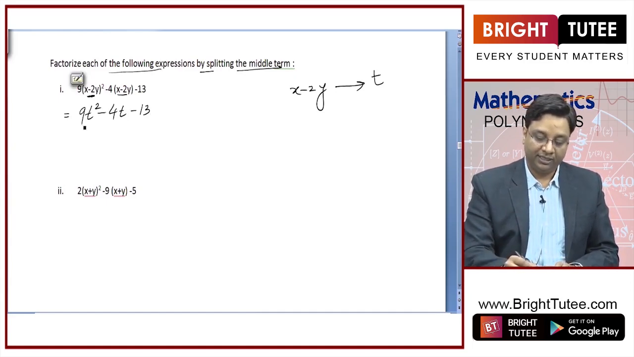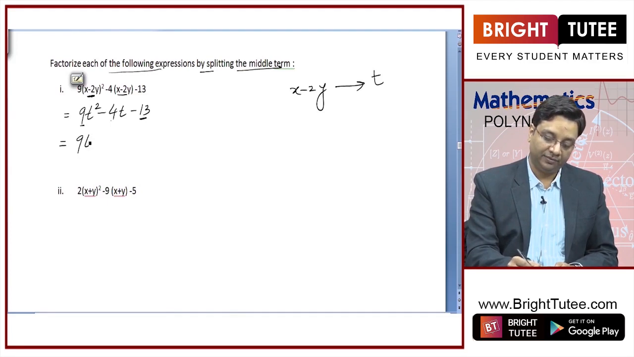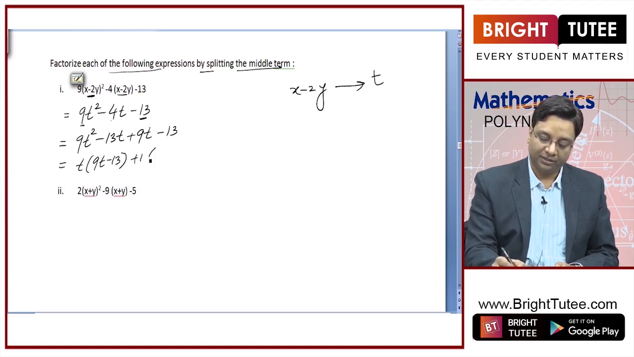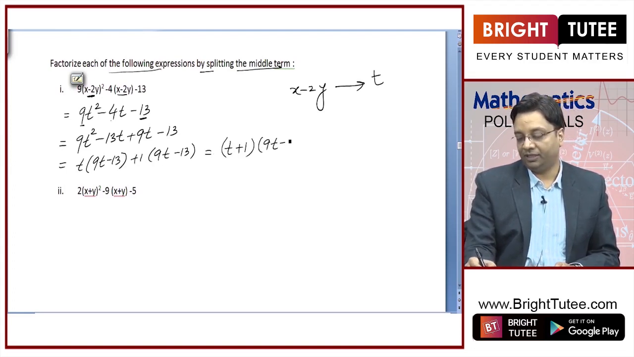So the product I need is 13 into 9, and the difference of 13 and 9 is 4. So this term can be split like this, minus 13t plus 9t minus 13 here. So I can take t as common, 9t minus 13 plus 1, 9t minus 13, hence the factorized form will be t plus 1 into 9t minus 13.